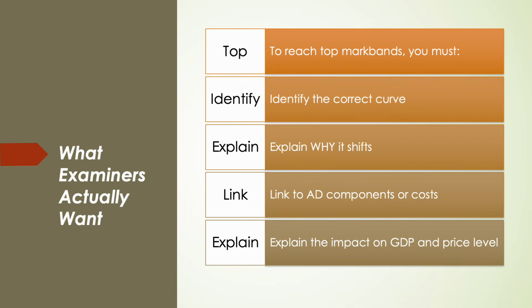To get into the top mark bands, you need to do 4 things consistently. First, identify the correct curve. Second, explain why it shifts. Third, link it to either AD components or cost of production. And then finally, explain what happens to real GDP and the price level. The full chain is what examiners are looking for.